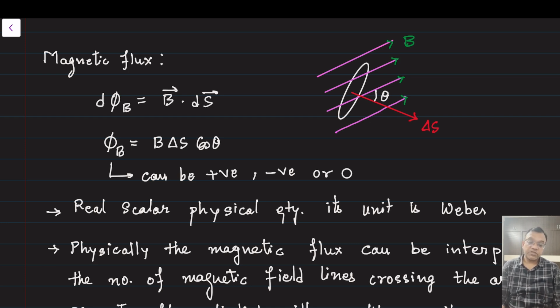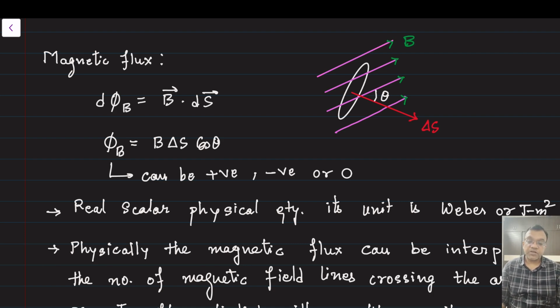Then the magnetic flux linked with this particular part is defined as the dot product of the magnetic field with the area vector, B dot delta S. So we have B dS cos theta. Just like electric flux, magnetic flux can be positive, negative, or zero. It is a real scalar physical quantity. Its SI unit is Weber, or you can also say its unit is Tesla meter square.